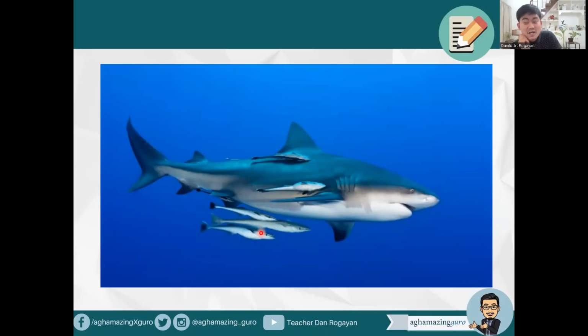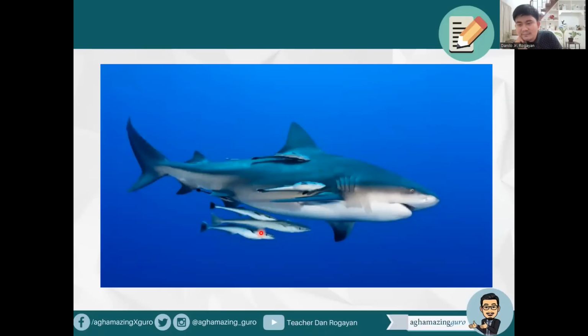Walang benefit si shark. So zero plus positive, so that is commensalism. Kung meron sanang benefit si shark, mutualism, 'di ba? Friendship daw. Not really. So basically, no?